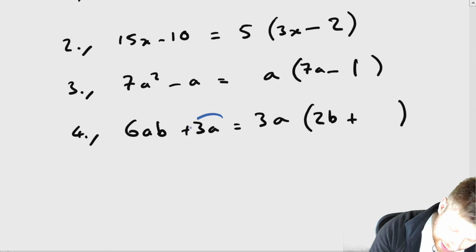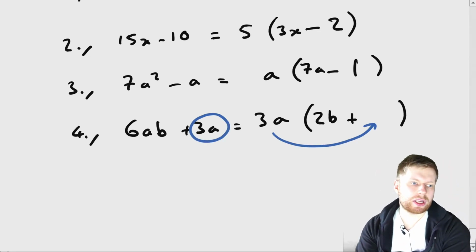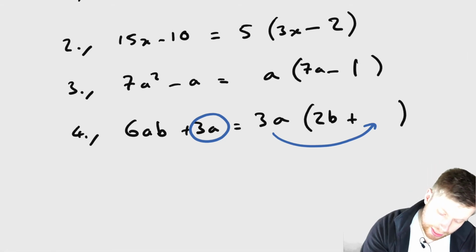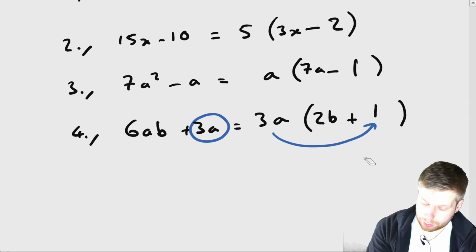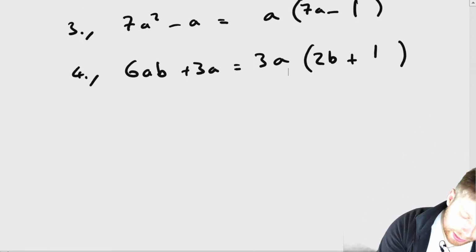Now if I have a look at the second term, so 3a multiplied by something that goes there has got to give me 3a. Well, in this case, it's just going to be 1. Okay, so that would be it fully factorised. Have a go at this example.